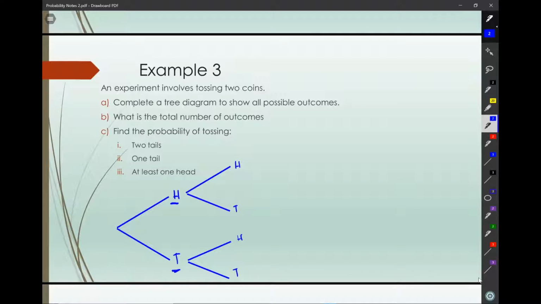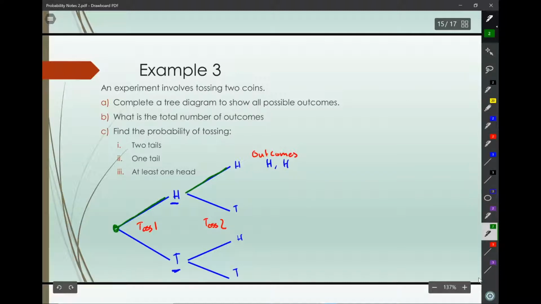Now, this is toss 1. This is toss 2. And now over here we list all the outcomes. Now, the first outcome, we read from this point along this line and then along this line. And then that outcome is heads, heads.